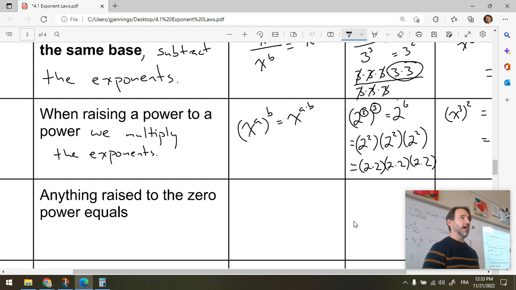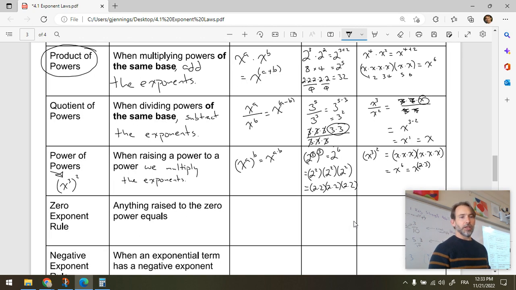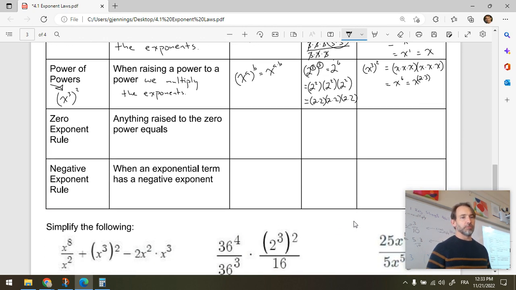But it's the same math as my money grows by 10% every year in the stock market, and I want to know how much money I'm going to have after 10 years. I need to multiply by 110% 13 times. So I'm going to use exponents to do that type of math. Okay. All right. Another rule is the zero exponent rule.